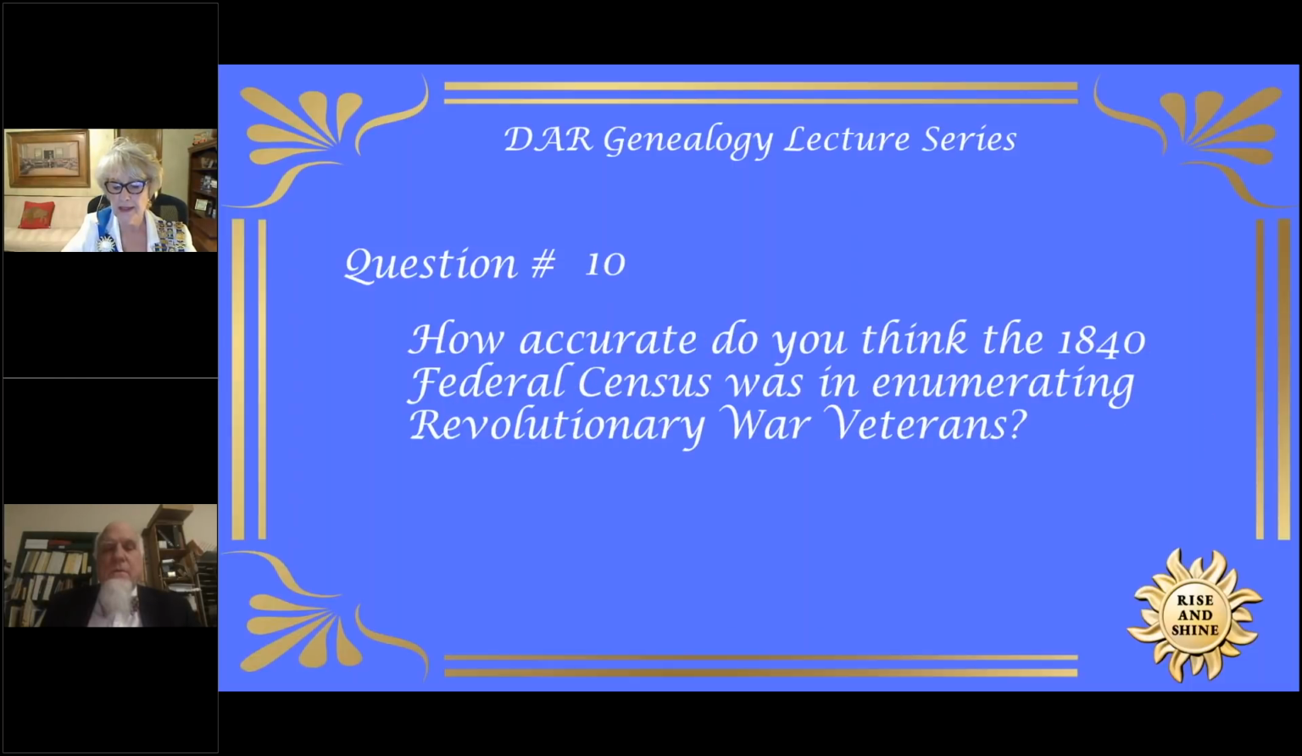Okay. Very good. All right, question number 10. How accurate do you think the 1840 federal census was at enumerating Revolutionary War veterans? I have probably found about 80% of the people I thought were living in 1840 who were Revolutionary War soldiers in the census. But it's kind of hard to evaluate. There are ones I just can't find, and I had the expectation that they should be there, but they're not. It could very well be because they didn't identify themselves as such, or their family didn't identify them, or whatever.